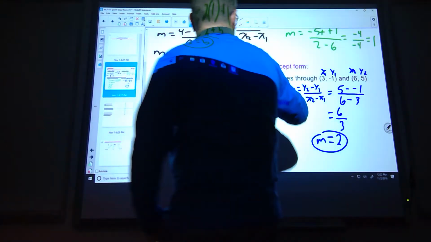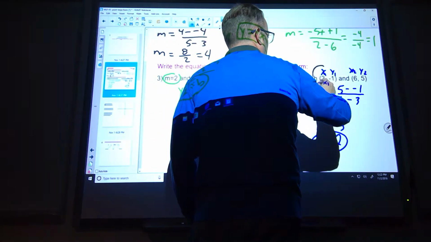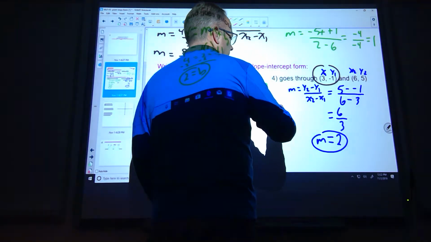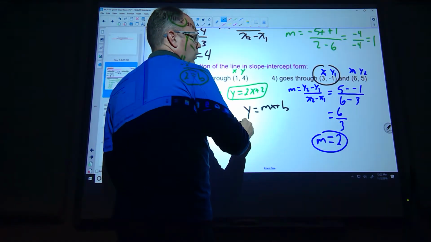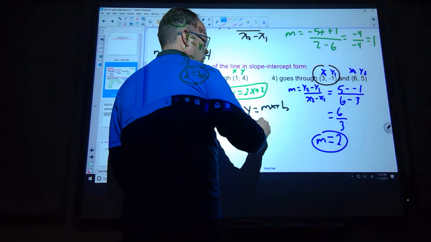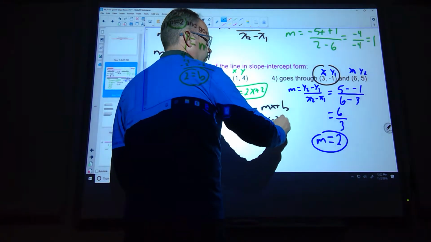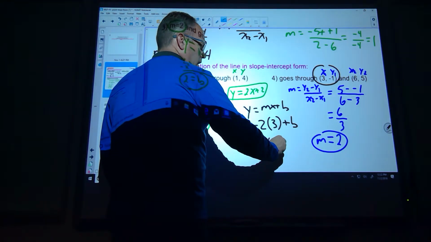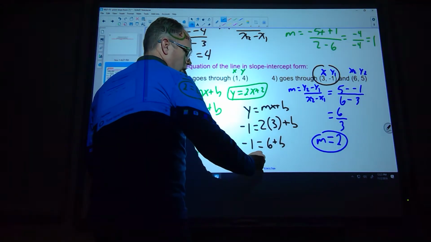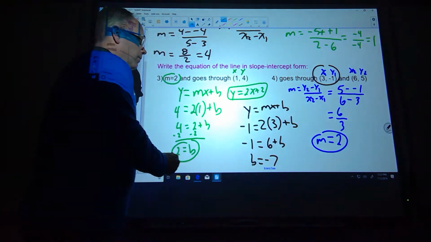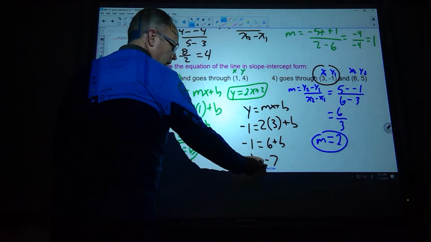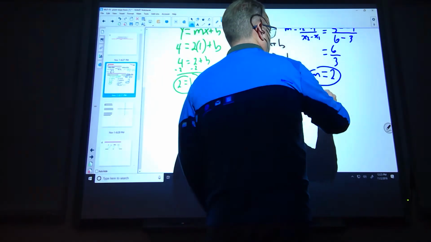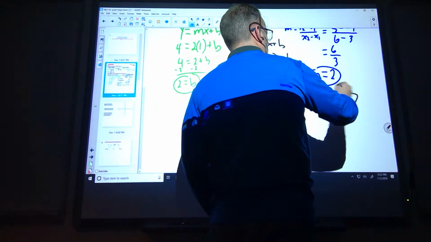All right, so let's figure this out. I'm going to pick this point first. I'm going to go y equals mx plus b. So -1 equals 2 times 3 plus b. So -1 is equal to 6 plus b. Subtract 6, so b equals -7. Okay. I get that. So that means that my equation is y equals 2x minus 7.